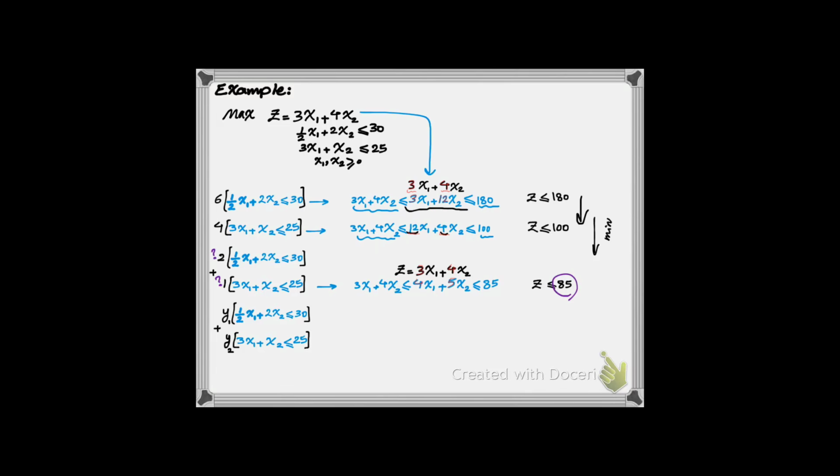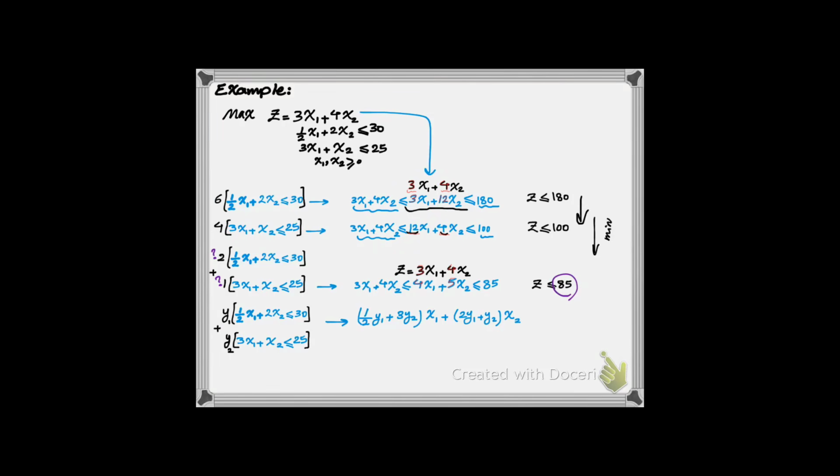So I'm going to put y1 and y2 as the multiplier because these are the values that we want to determine. If I do that, y1 multiplied by 1/2 gives you 1/2 y1 plus 3y2. So that becomes the coefficient of x1. And then we have y1 multiplied by 2 plus y2 multiplied by 1 as the coefficient of x2.